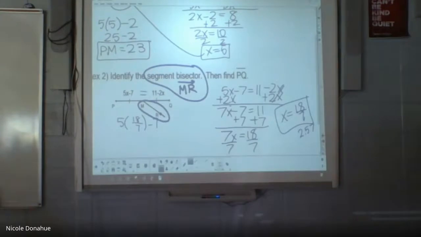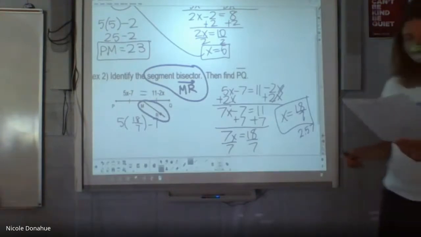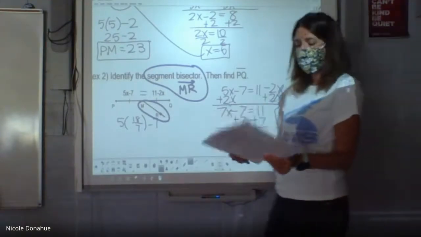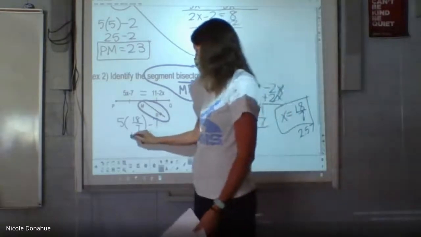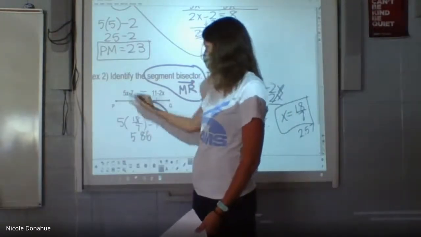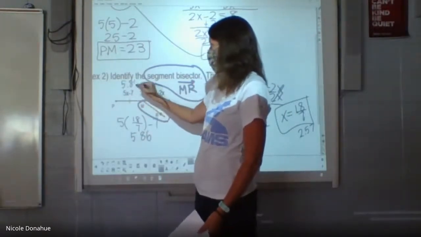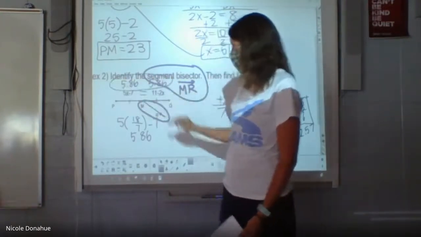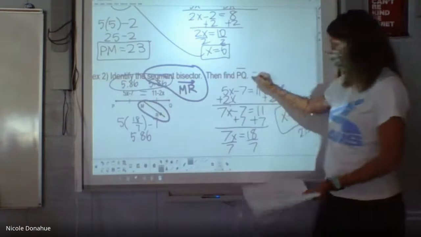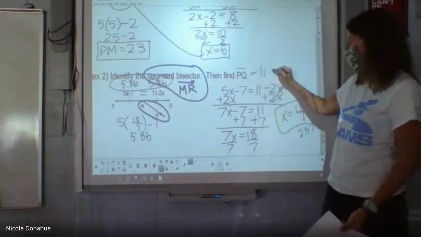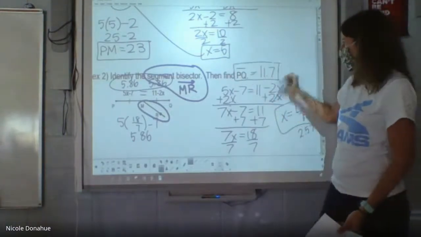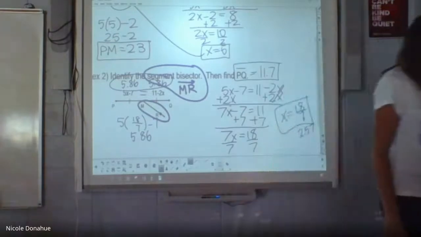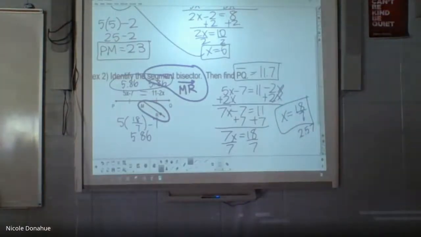So I end up with 11.7 when I do that. Or no, sorry, 5.86. So that's one of these. And then here's another one that's 5.86. So when I put those two together, PQ ends up being 11.7. Is that about what you guys got as well? Yeah. So about 11.7.